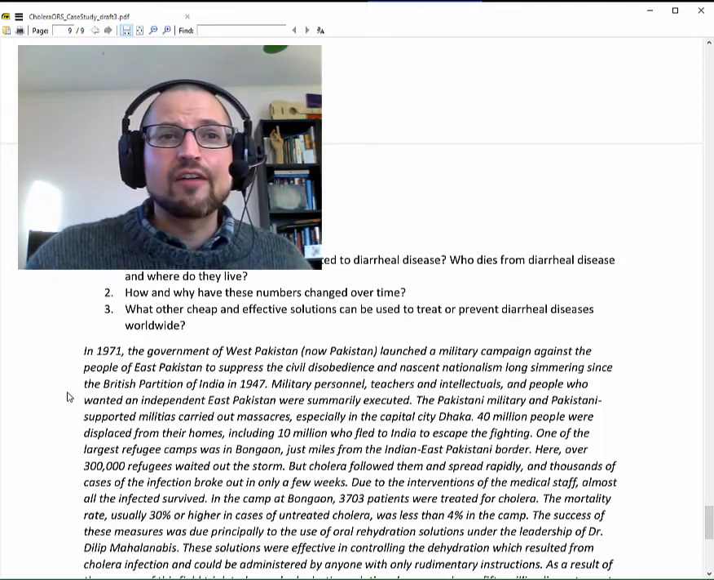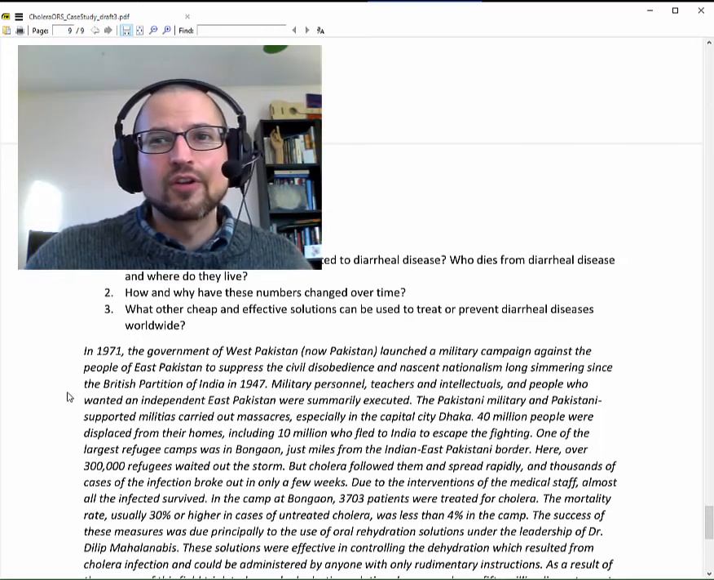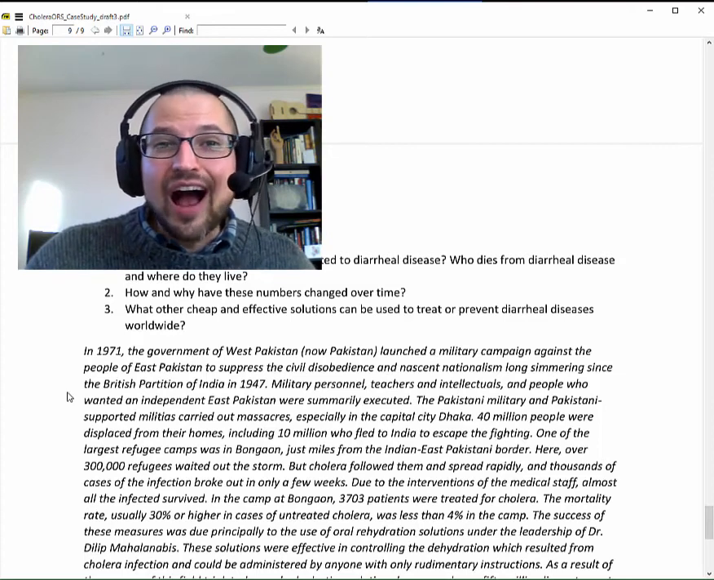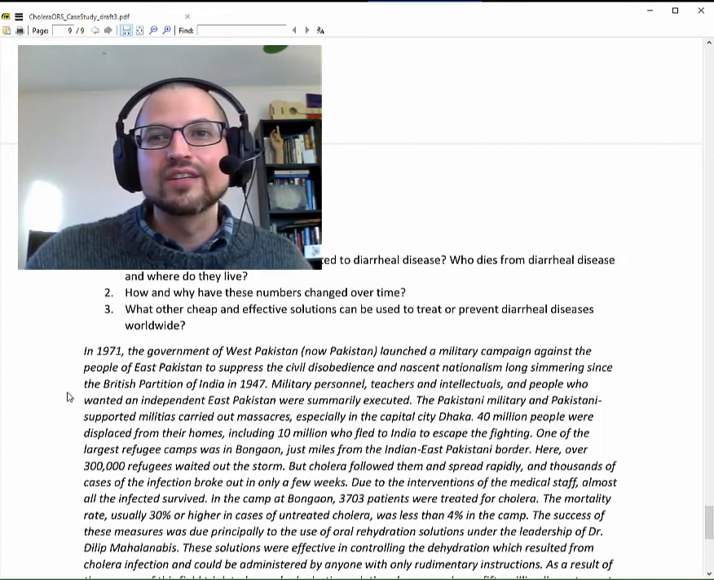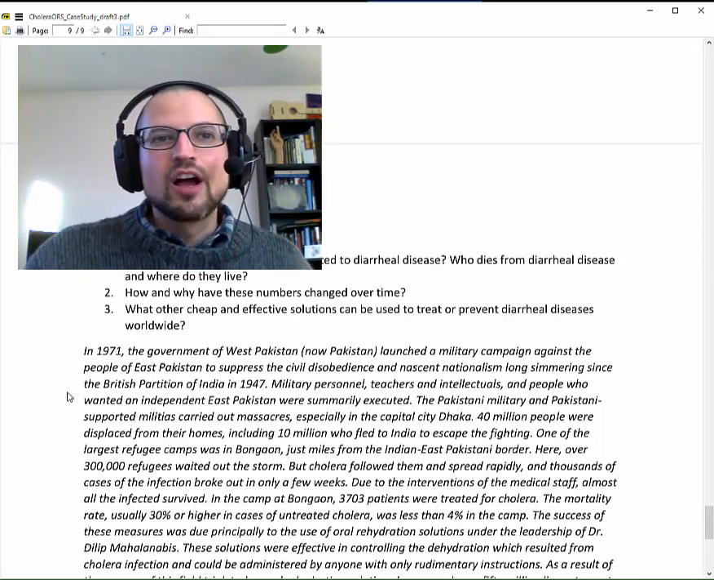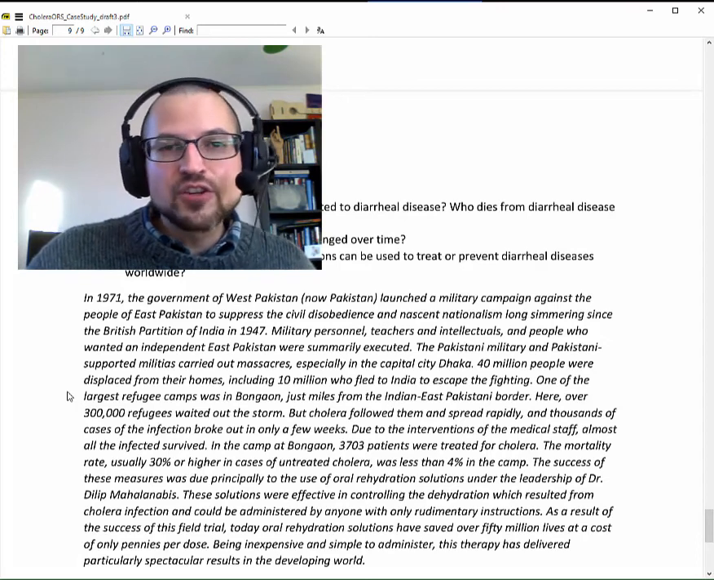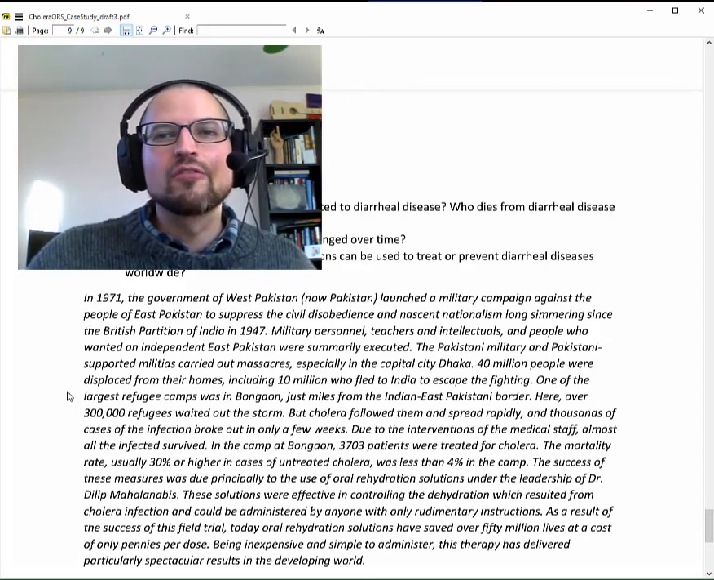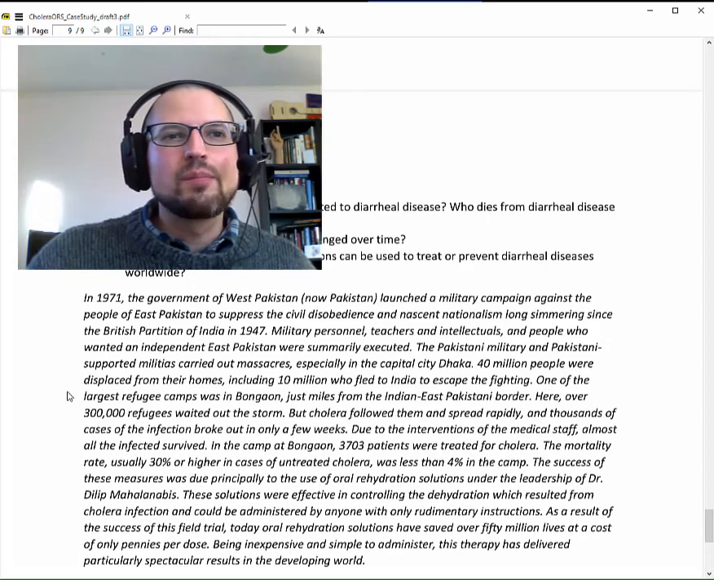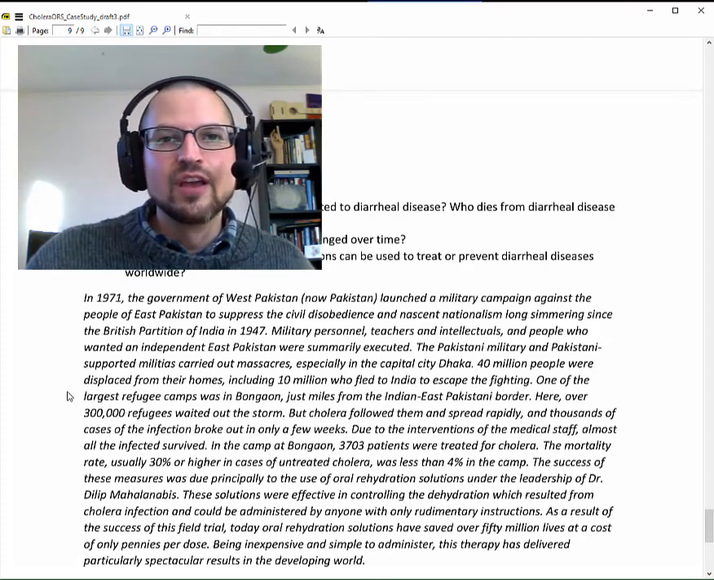Due to the interventions of the medical staff, almost all of the infected survived. In the camp of Bangaon, 3,703 patients were treated for cholera. The mortality rate, usually 30% or higher in cases of untreated cholera, was less than 4% in the camp. The success of these measures was due principally to the use of oral rehydration solutions under the leadership of Dr. Dilip Mahalanobis. These solutions were effective in controlling the dehydration, which resulted from cholera infection and could be administered by anyone with only rudimentary instructions. As a result of the success of this field trial, today oral rehydration solutions have saved over 50 million lives at a cost of only pennies per dose. Being inexpensive and simple to administer, this therapy has delivered particularly spectacular results in the developing world.